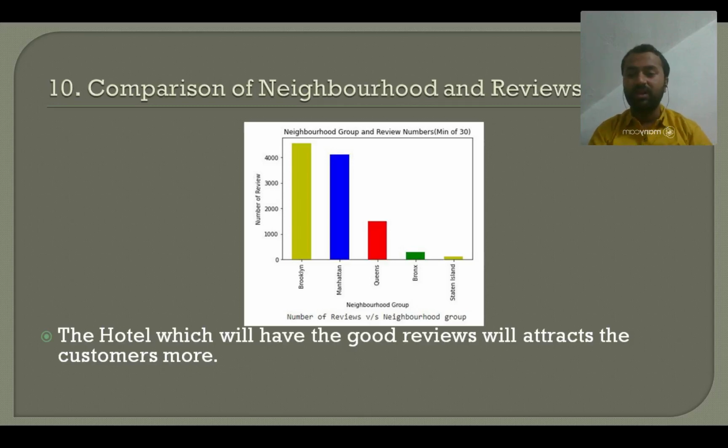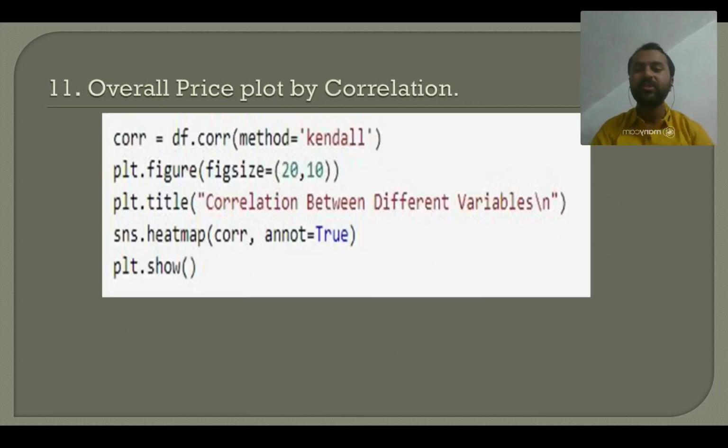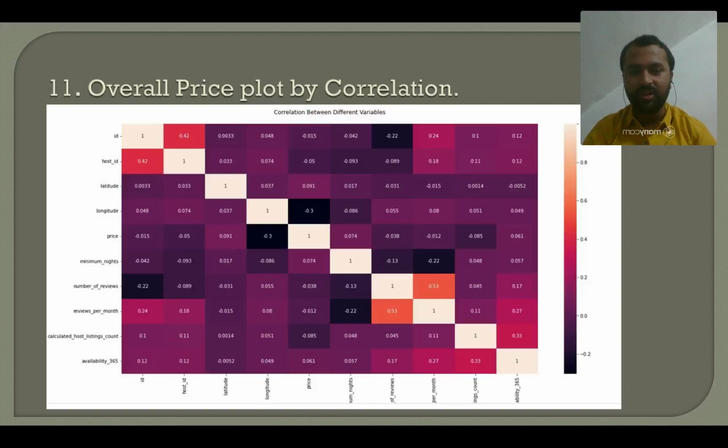Now, what is the conclusion? Hotels which have good reviews will attract customers more. The hotels which have a good rating will attract the customers. Next, the last but not the least, the overall price plot by correlation. I used the correlation method and did a comparison between all the variables in one go. So let's have a look at that.